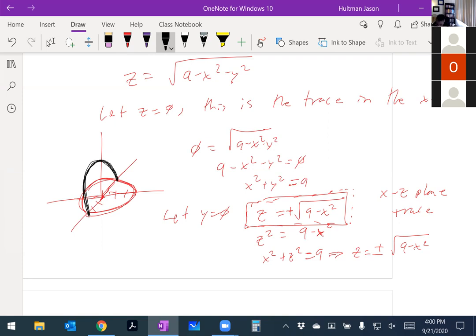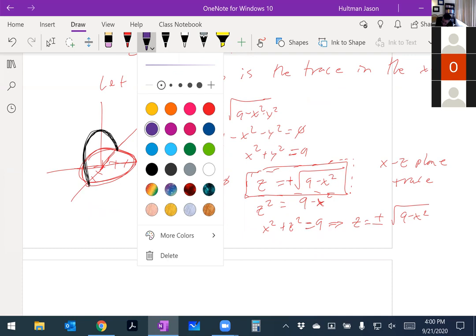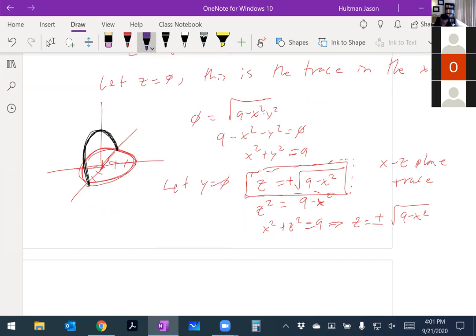Nice. What happens if I let z equal 0? I'm sorry, not z. Let's let x equal 0. Well, that's basically synonymous to what we just did, right? And so we would get z equals the positive of the square root of 9 minus y squared. So this should just be another half circle, but in the yz plane.